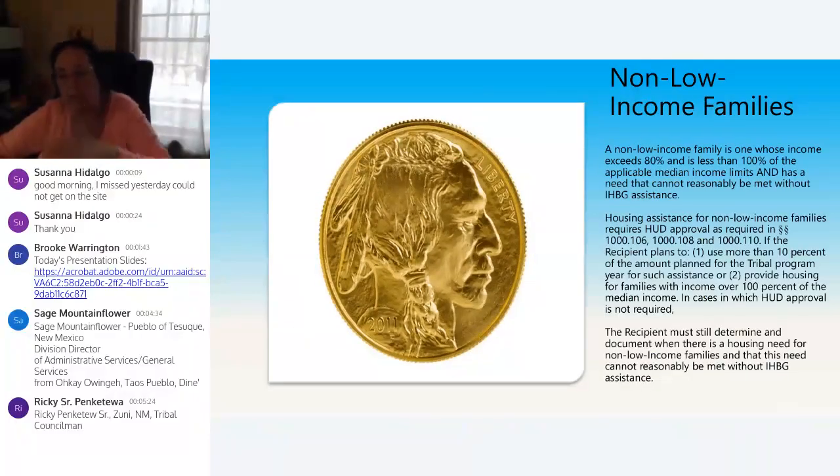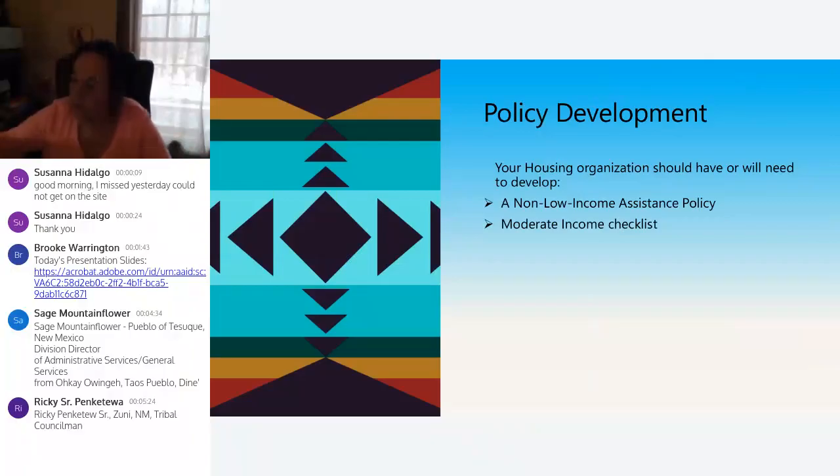Okay. So your non-low income families, those that fall between 80 to 100%, you need to document that they have a need that can't be met without your assistance, and you need to make sure that you have a moderate income policy. You should have an essential families policy, and you should have a law enforcement policy if you're going to help in those three areas.